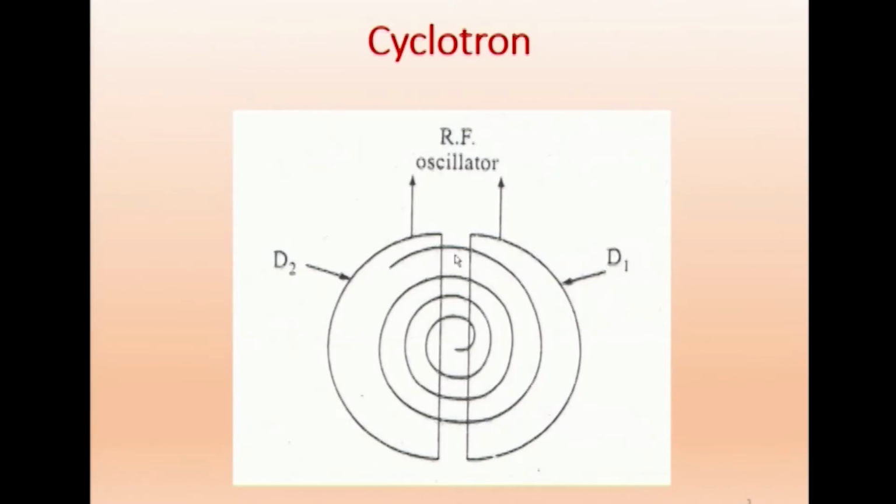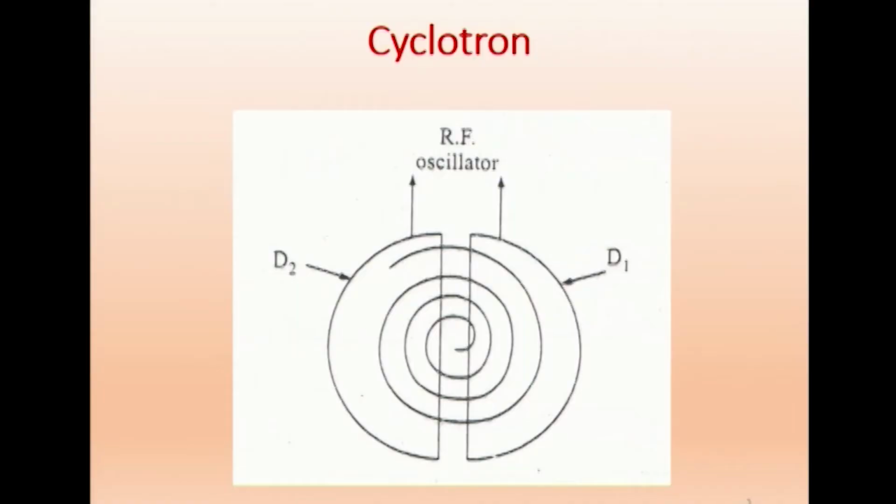Now they are separated by a small distance, and the two Ds are connected to a radio frequency oscillator. A radio frequency oscillator means the voltage is sinusoidal. When D1 is plus, D2 is minus. When D2 is plus, D1 will be minus. So it will be alternating.